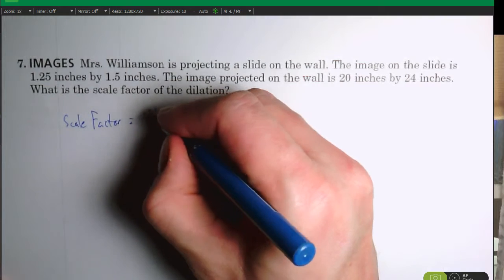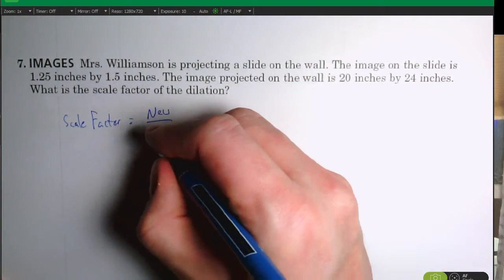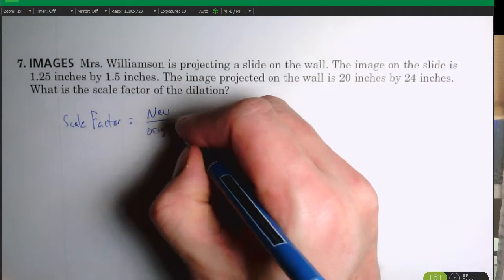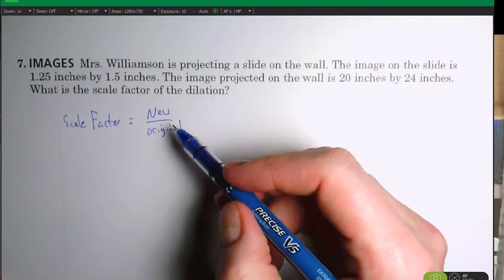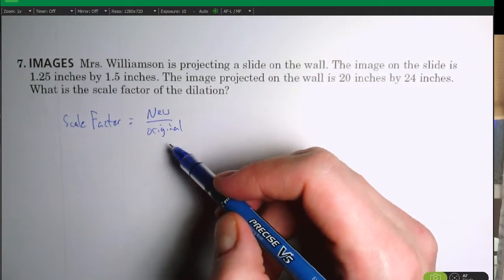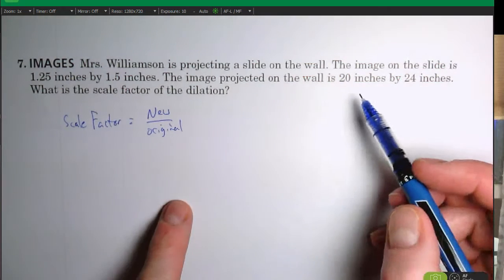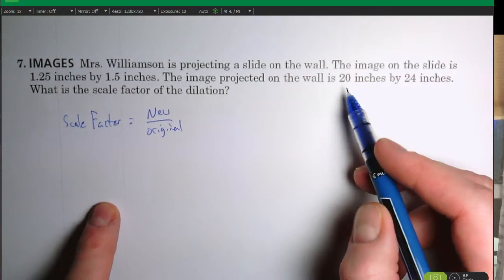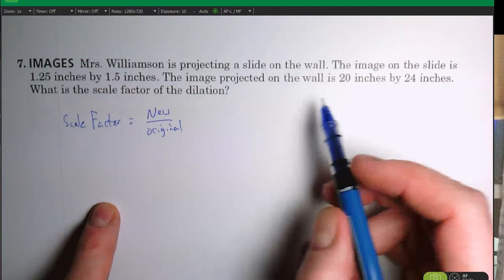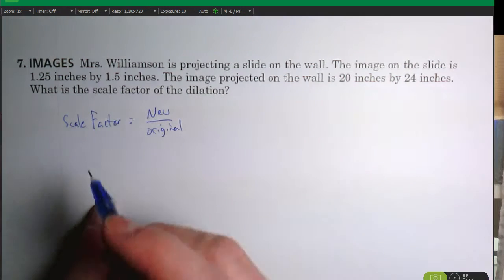What's the scale factor? Now, one of the things I mentioned in class is that when you do scale factor, it's new over original. Just like when we did model over actual. So the new is kind of like the model. So for this image projected on the wall, it's 20 inches by 24 inches. And the original one is 1.25 inches by 1.5 inches.